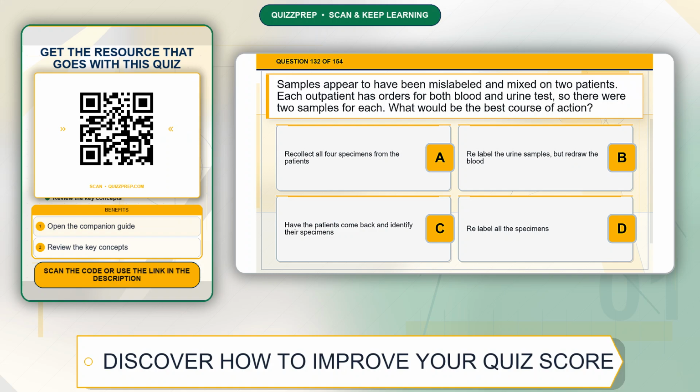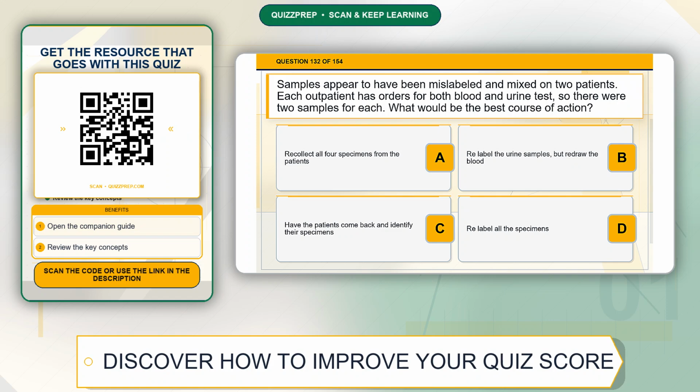Question 132. Samples appear to have been mislabeled and mixed on 2 patients. Each outpatient has orders for both blood and urine test, so there were 2 samples for each. What would be the best course of action? Option A, recollect all 4 specimens from the patients. Option B, relabel the urine samples, but redraw the blood.